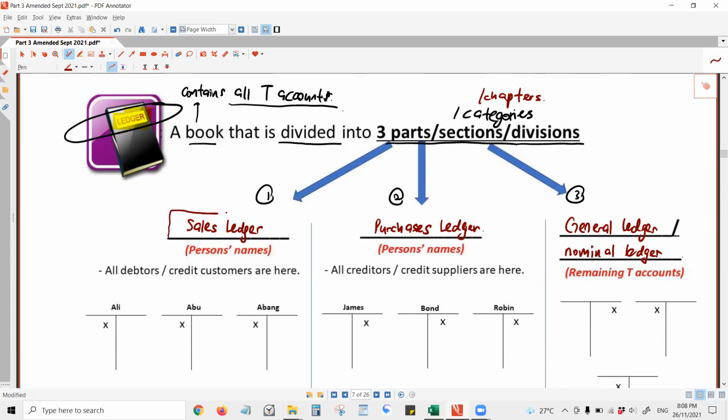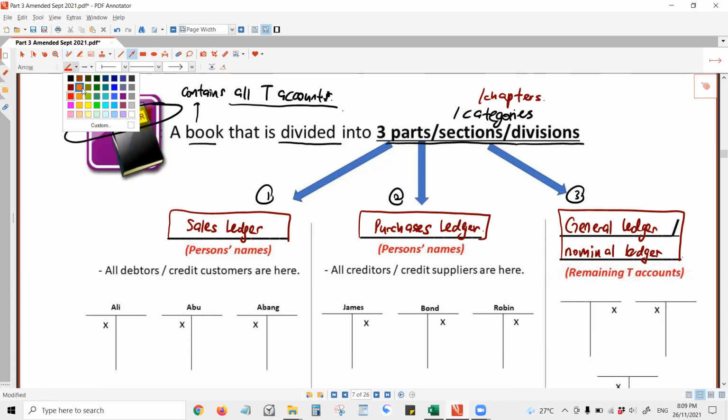Let me repeat. These three are the names of the sections. These three are the names of the chapters in this ledger book. And never misunderstand sales ledger and purchases ledger. Sales ledger, don't misunderstand this as sales account. This is not sales account.